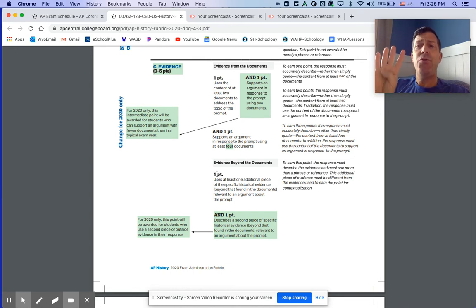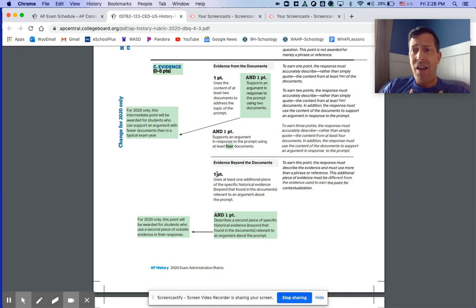Now, what if you use 4 documents to support an argument? That's yet another point. In short, for this evidence, you can use 4 documents successfully and earn 3 points. 1, 2, 3. That's different. I like the partial credit.